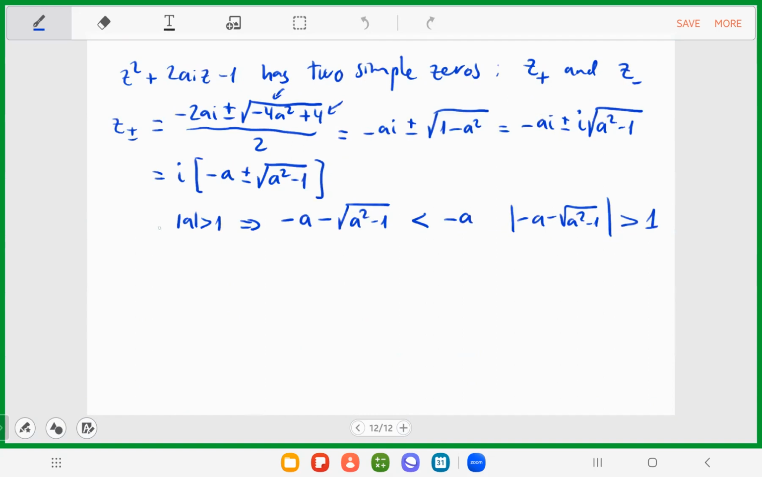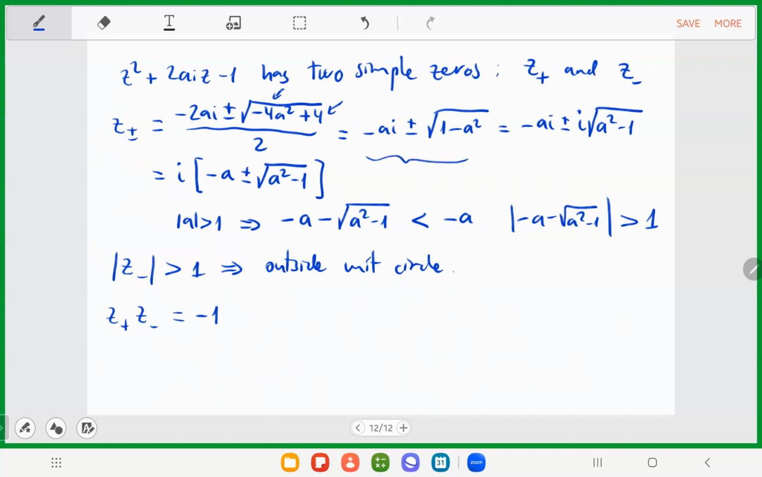So that means the modulus of z minus is larger than 1. That means this is outside the unit circle. As I said, the singularities that are outside of the contour give 0 contribution. Then it is possible to find that z plus multiplied by z minus is exactly equal to minus 1. Just take these 2 expressions and see what happens if you do sum times difference.